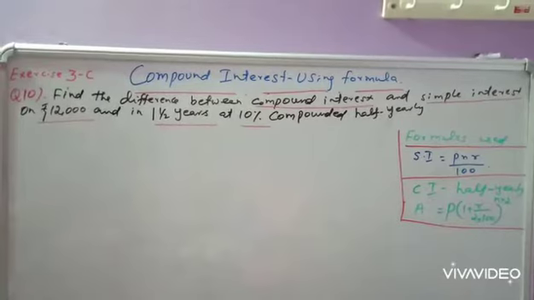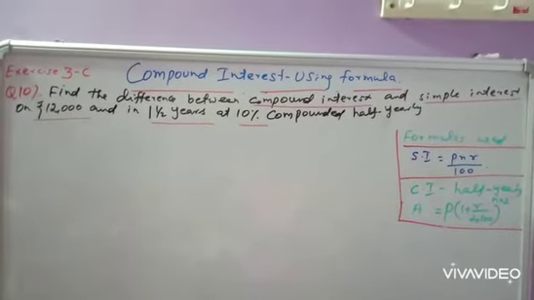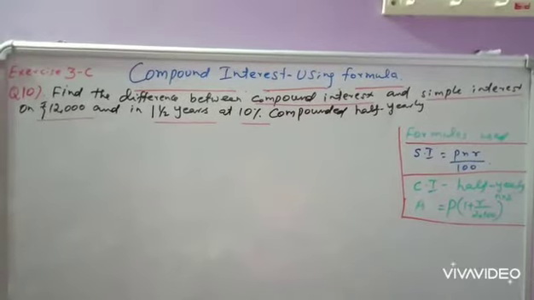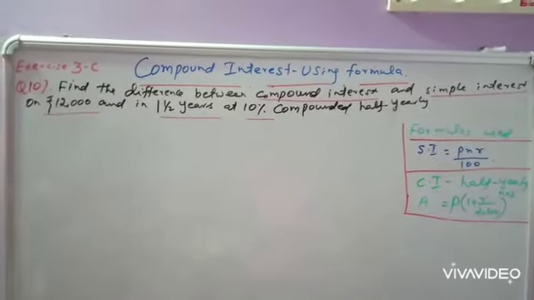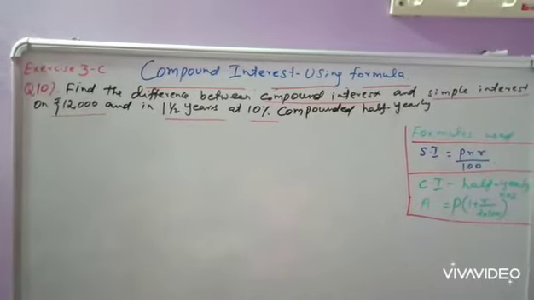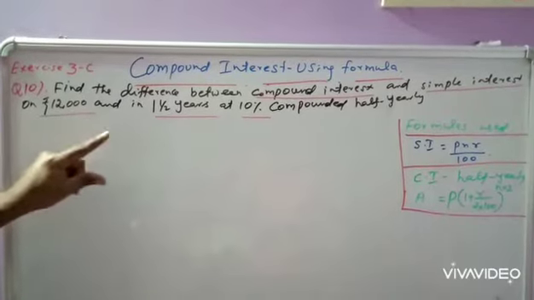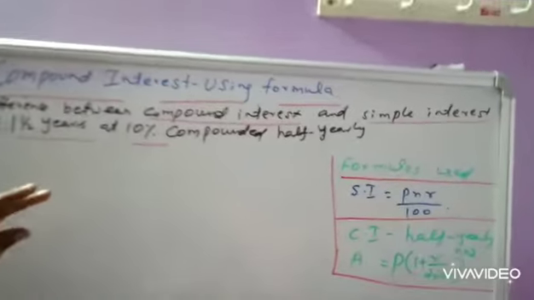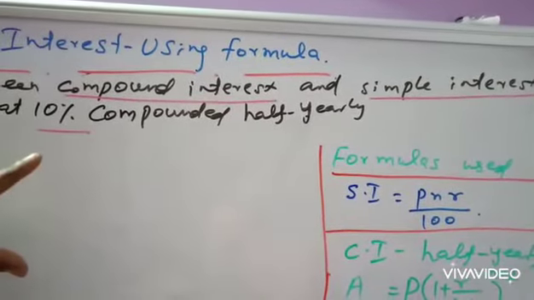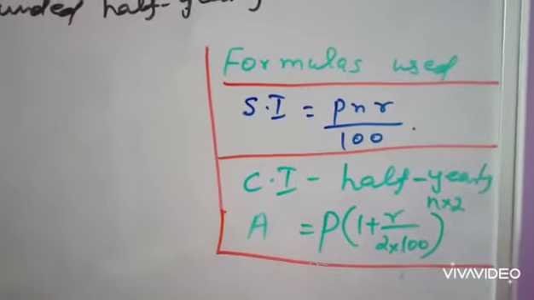Next question, question number 10. Find the difference between compound interest and simple interest on rupees 12,000 in 1.5 years at 10% compounded half yearly. This is the same as the 9th question, the previous question. The amount, year, rate of interest, everything is the same. Only difference is the compound interest calculation is happening half yearly. So now we are going to use two formulas here.